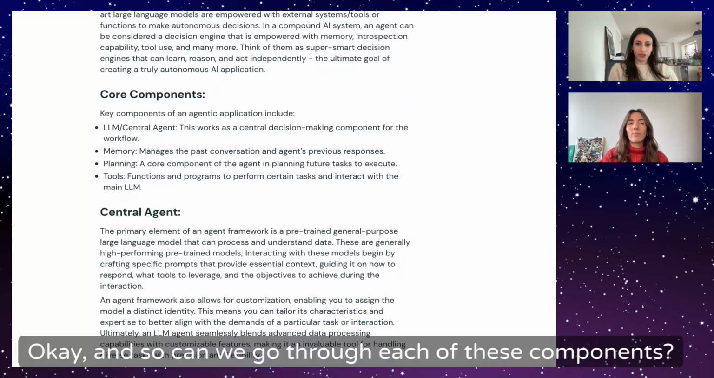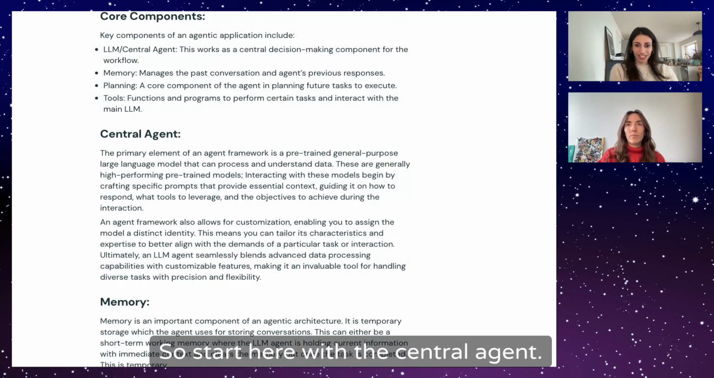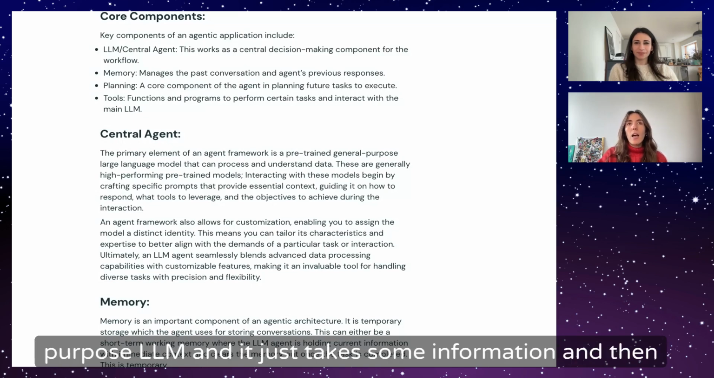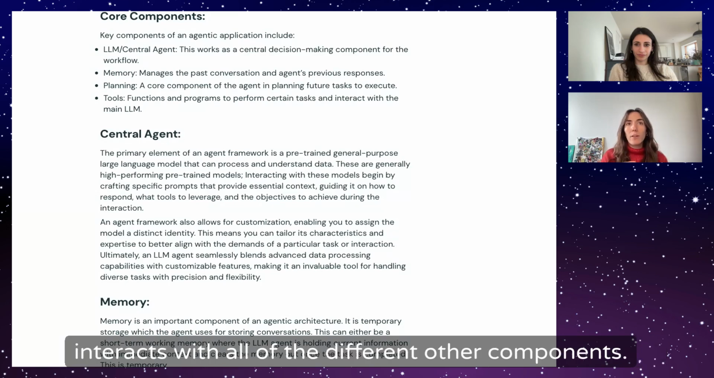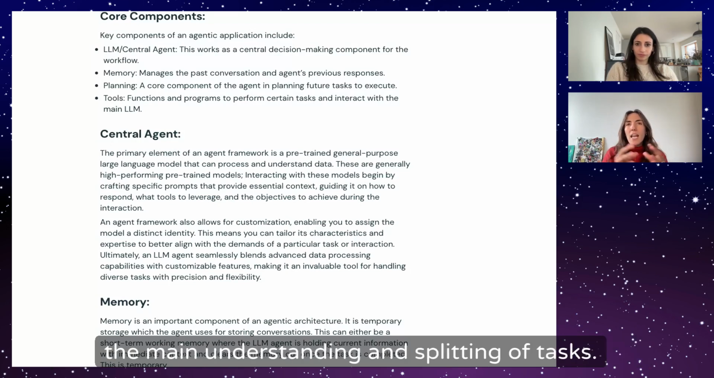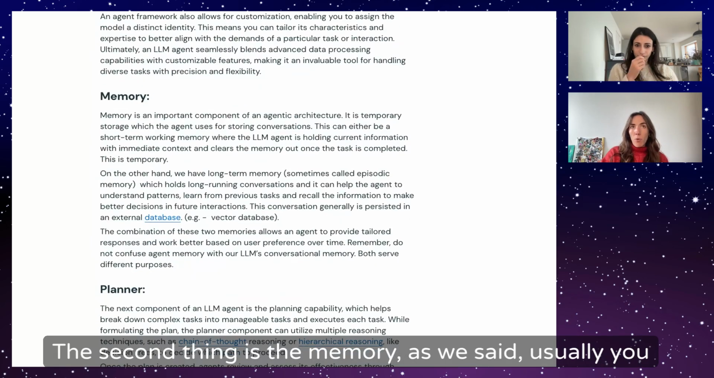Oh, okay, and so can we go through each of these components? So starting with the central agent. The central agent usually is just a pre-trained general purpose LLM, and it takes some information and interacts with all of the different other components. It can craft specific prompts, and mainly it's there to do the main understanding and splitting of tasks. The second thing is the memory, as we said.